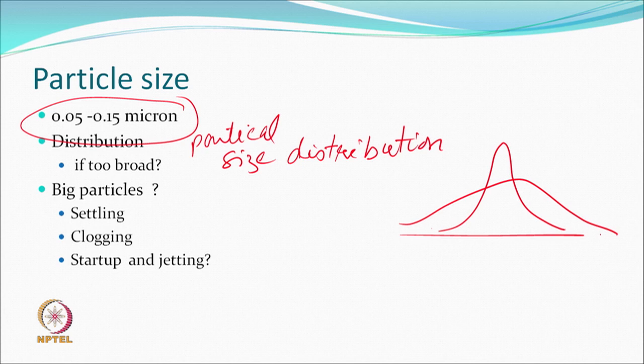If it is too broad, obviously it is not good, because there will be a relatively large number of particles which will have very large size. So, big particles will have a problem, that because of size they may settle down by gravity. They would obviously very naturally be the ones responsible for clogging. The finer ones keep moving out, the larger ones may actually get stuck, and that would lead to startup and jetting problems.